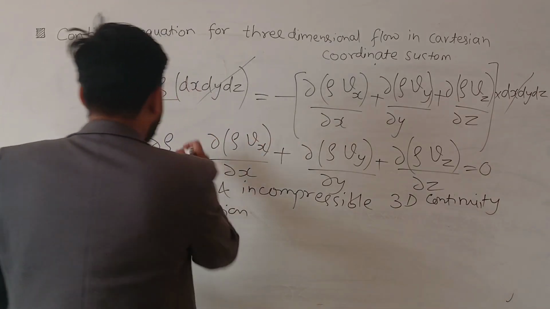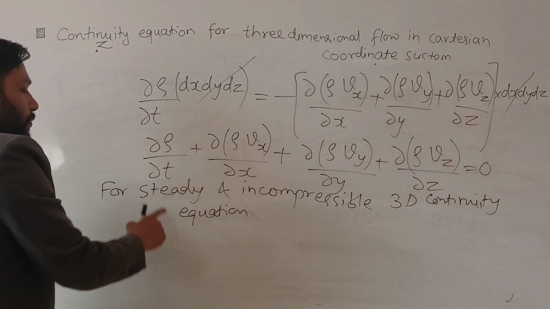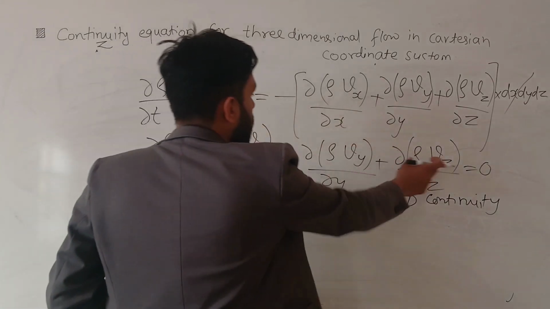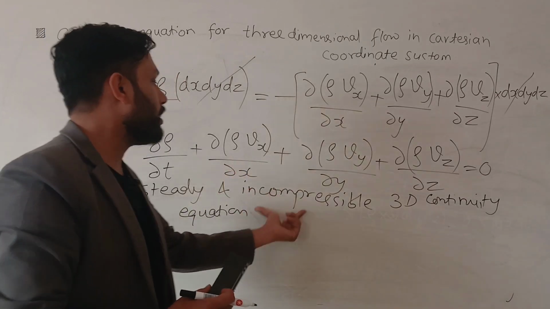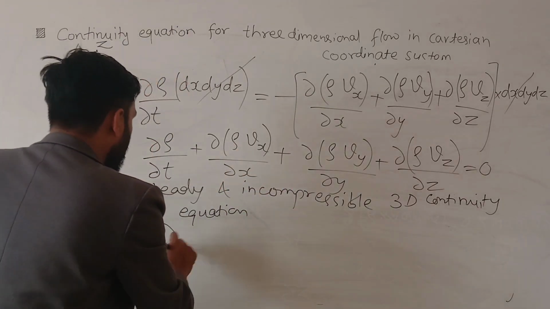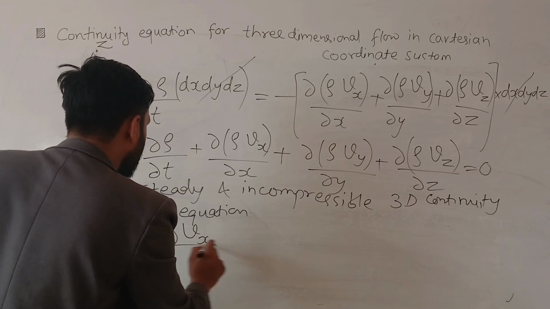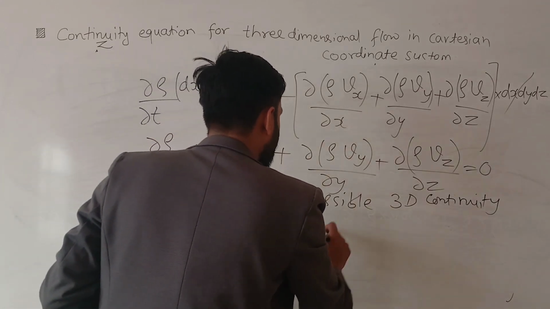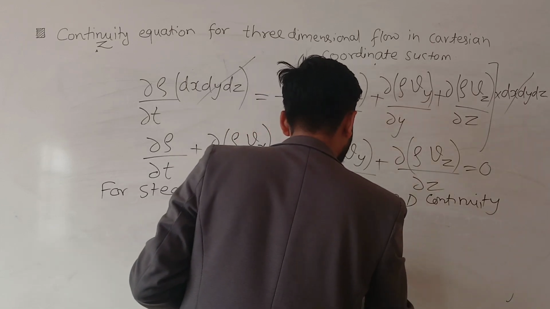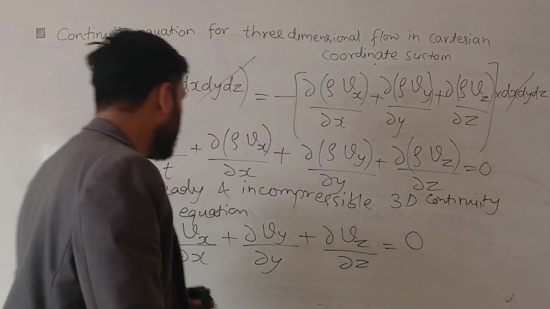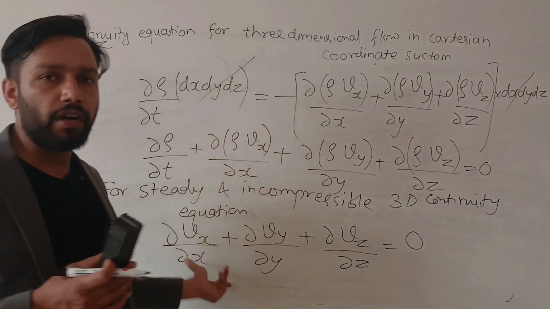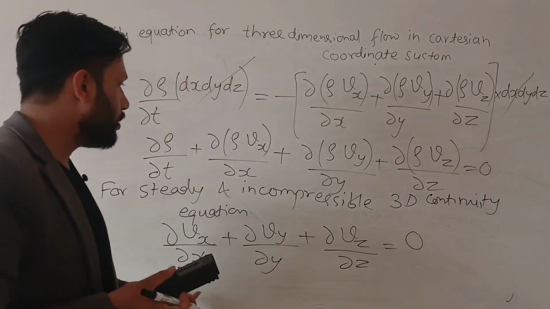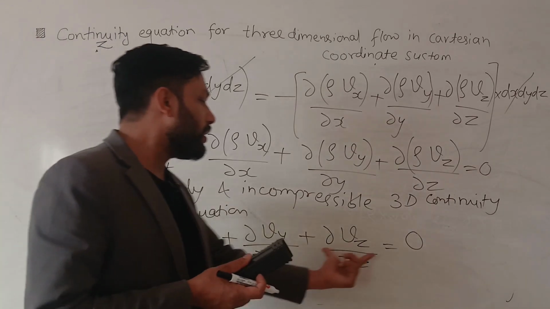equation, this parameter is going to be 0 because for steady flow there is no time dependency. Okay. And the density is also not varying. The density is constant for incompressible flow. You can take it out. So that is going to be del Vx by del x plus del Vy by del y plus del Vz by del z is equal to 0. Okay, this is our equation of continuity for three-dimensional Cartesian coordinate system. We have derived this.